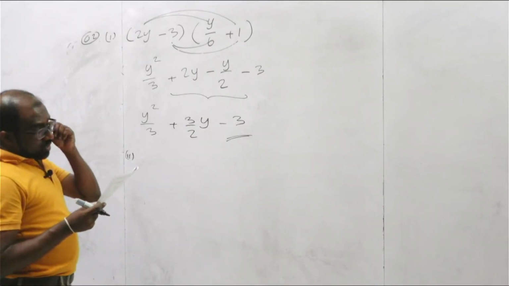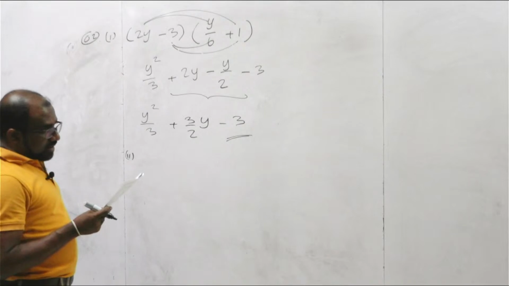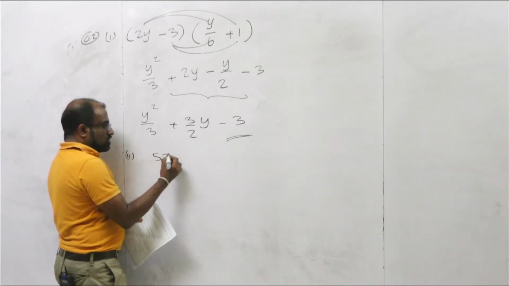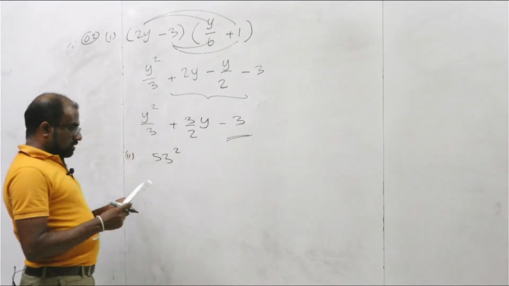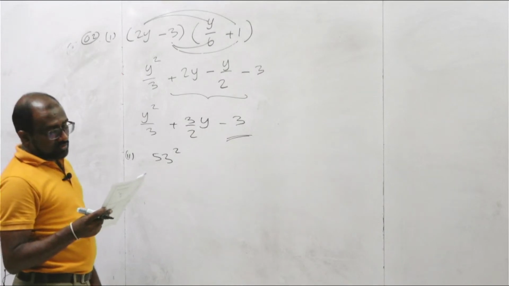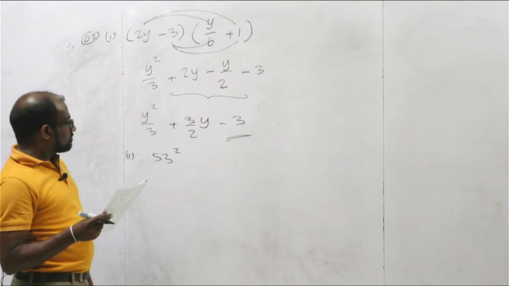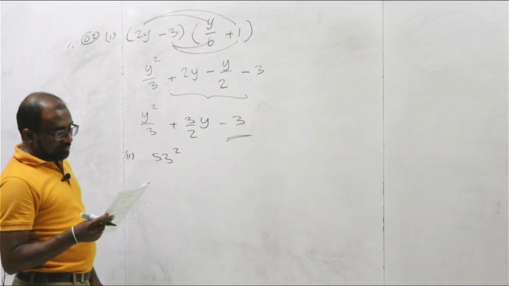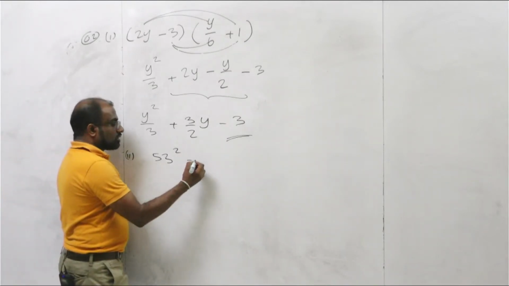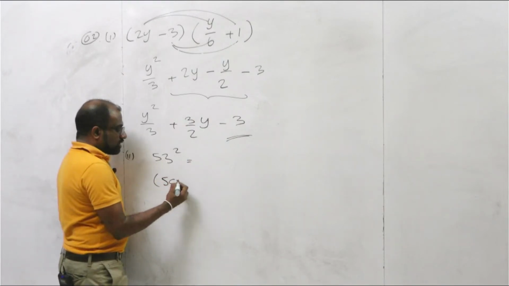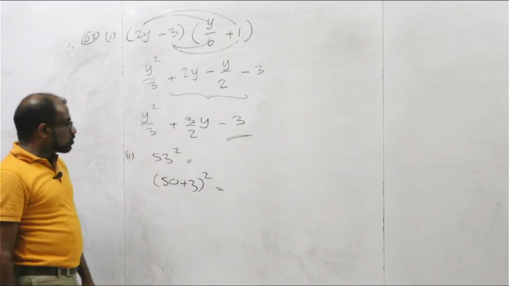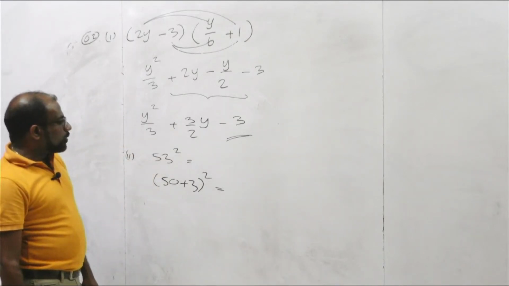Evaluate 53 squared using a square of a binomial expression. Right? 53 squared. We have to evaluate this using square of a binomial expression. So we write this as 50 plus 3 squared. So now evaluate what?